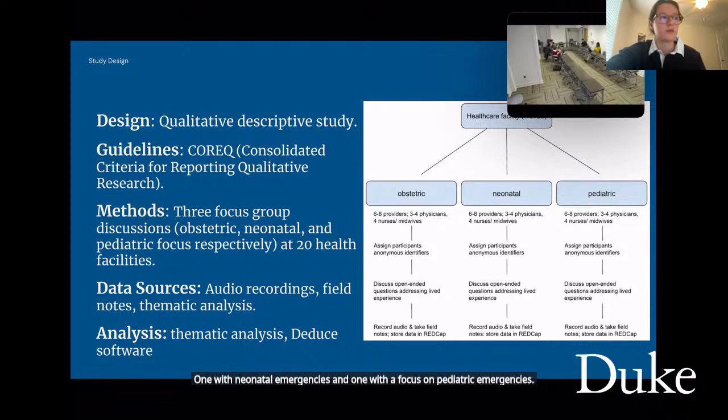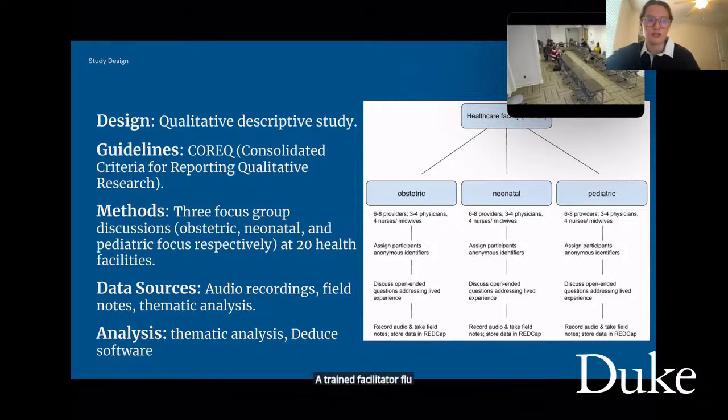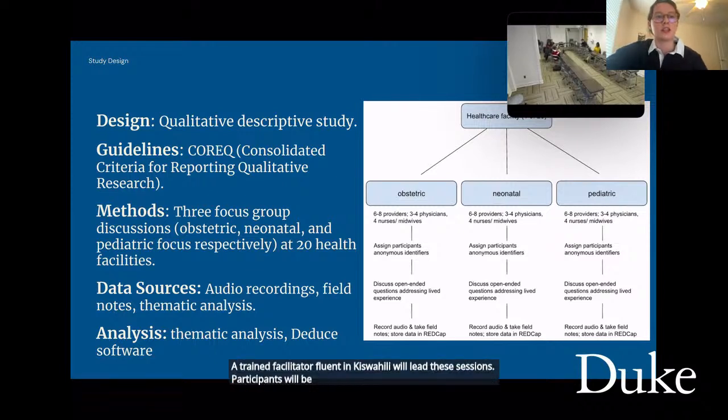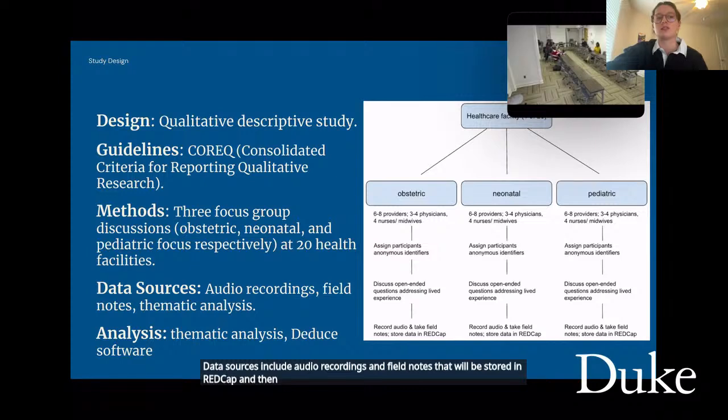Each focus group will include 6 to 8 providers, of which 3 to 4 are physicians, 3 to 4 are nurses or midwives. A trained facilitator fluent in Kiswahili will lead these sessions. Participants will be assigned an anonymous identifier and will discuss open-ended questions addressing lived experience. Data sources include audio recordings and field notes that will be stored in RedCap, and then thematic analysis will occur using Dedoose software.